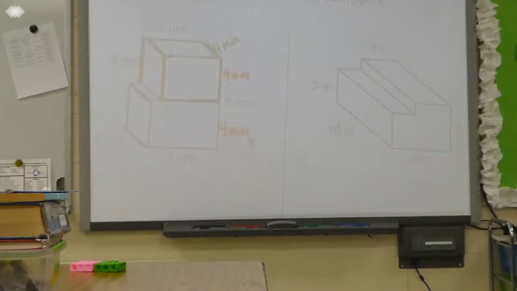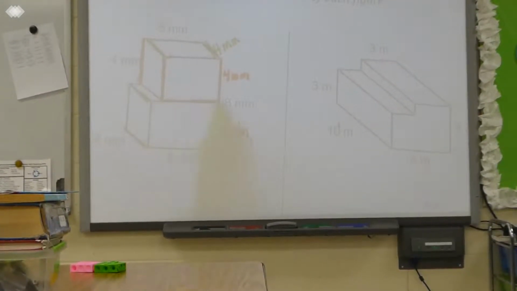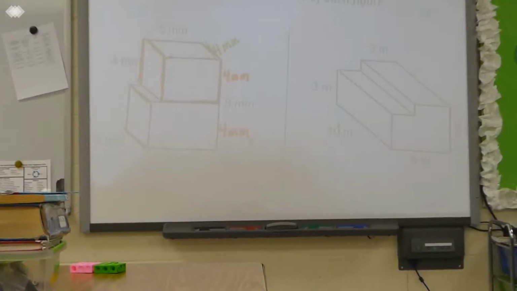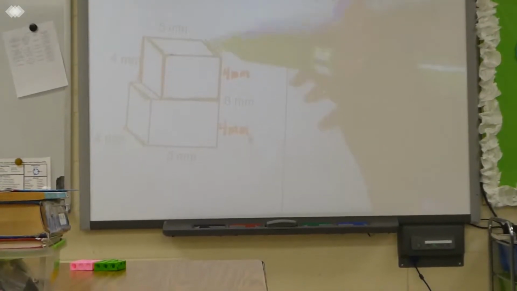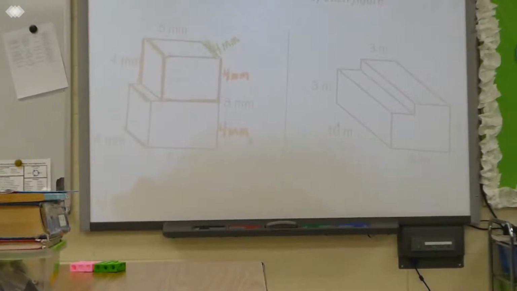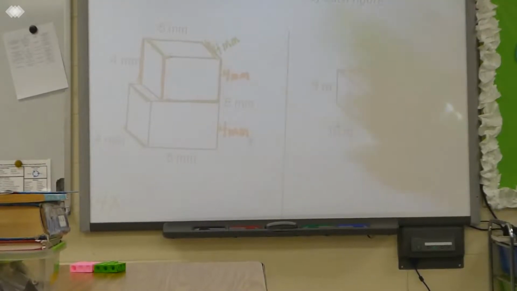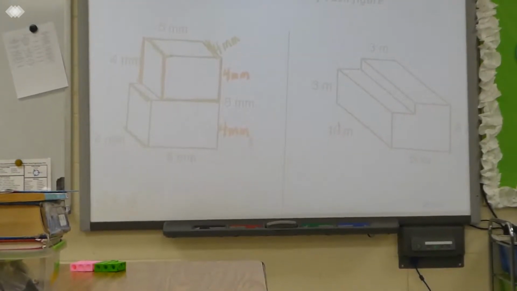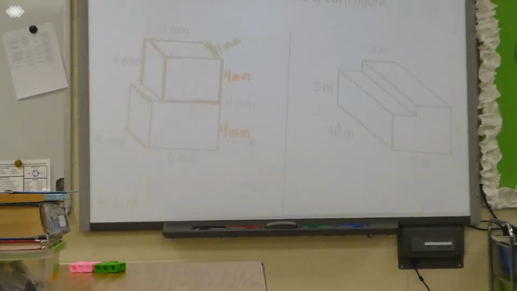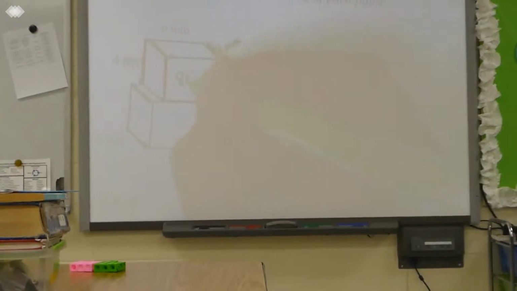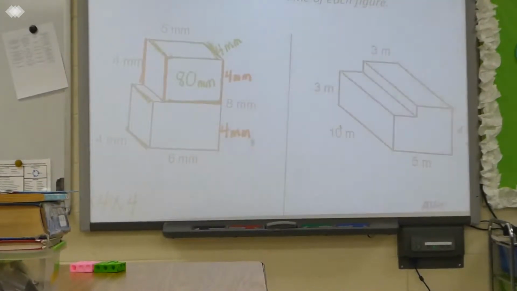All right, so now let's figure out the volume for this top figure. For the length, what did we say the length was? 5 millimeters. Okay? And width, what did we say the width was? How thick it is? 4. And the height, how tall it is? 4. Okay? So now we have 5 times 4 is 20. And 20 times 4 is 80. So we have 80 millimeters for this top figure.